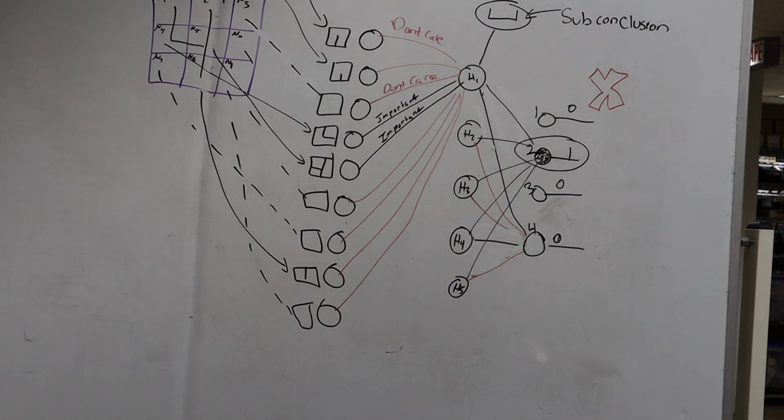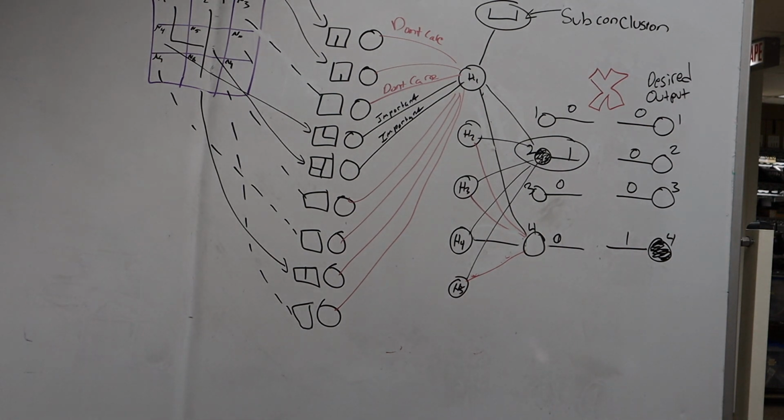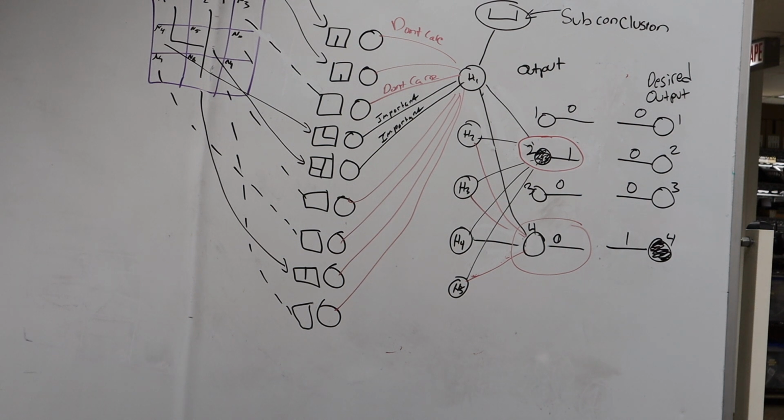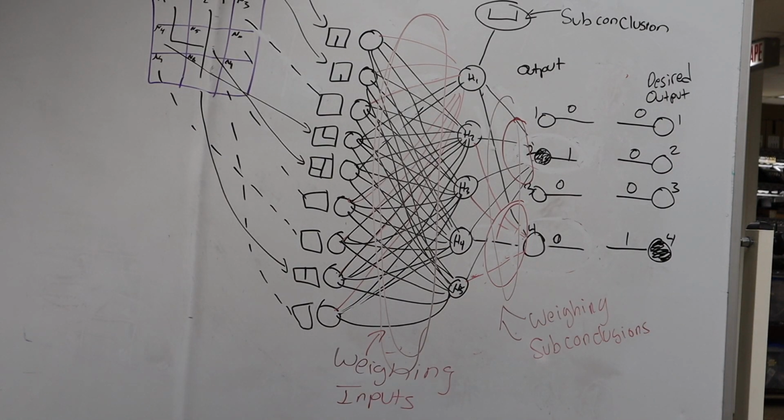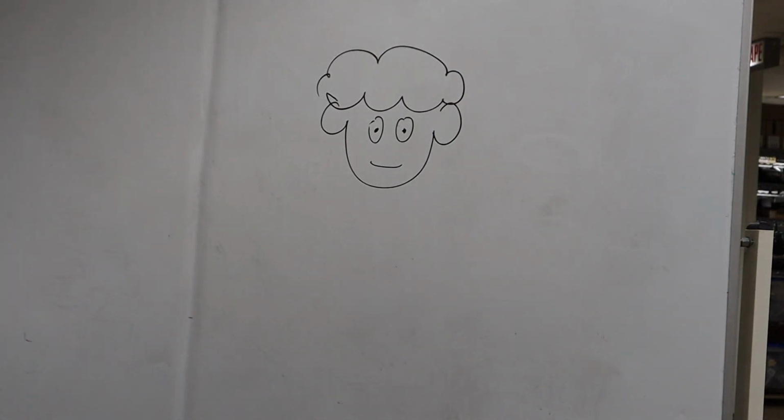The desired output will look like the following, with all the output nodes near 0, and the 4 node will be closest to 1. What this all means is the network outputted a 1 in the 2 neuron incorrectly, and it outputted a 0 in the 4 neuron incorrectly. This is partly because we incorrectly weighed our subconclusions, which made the wrong conclusion, and we incorrectly weighed our inputs and made incorrect subconclusions.